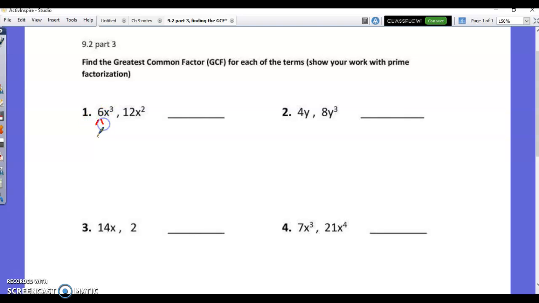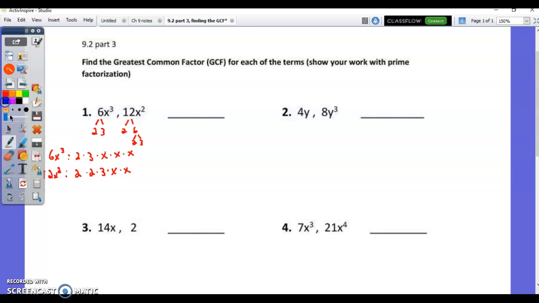If we break down 6, we get 2 and 3. So this 6x to the third is written out as 2 times 3 times and then 3 x's. Now we have to break down the 12, which is 2 and 6. 6 would be the 2 and 3, we know that. So 12x squared would be 2 times 2 times 3, and then 2 x's after it. So it's x squared.